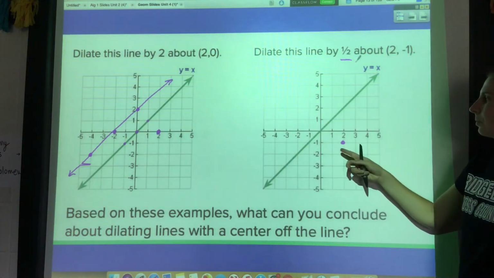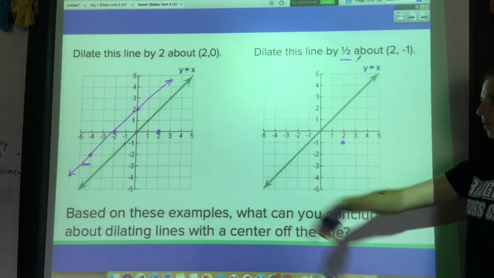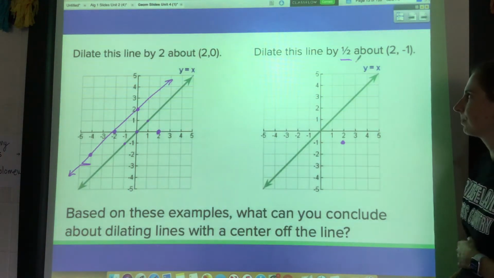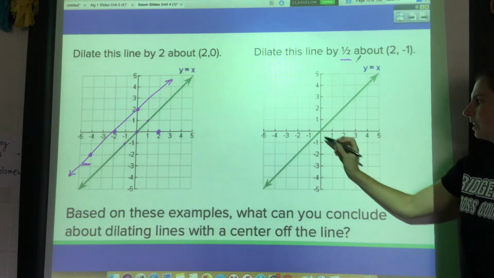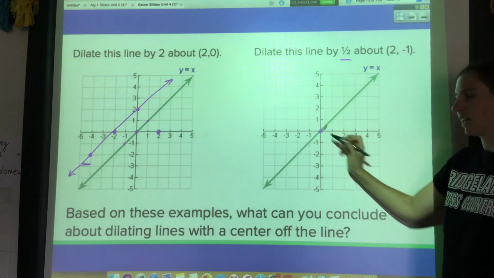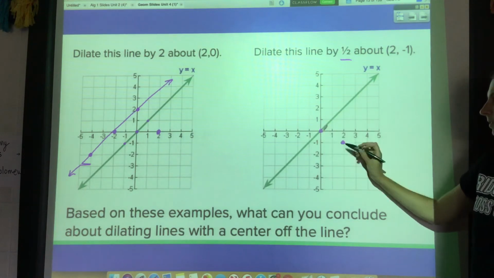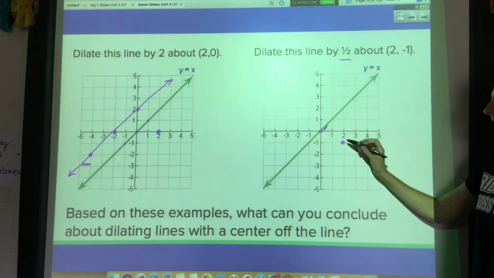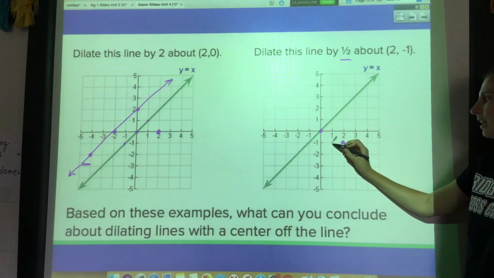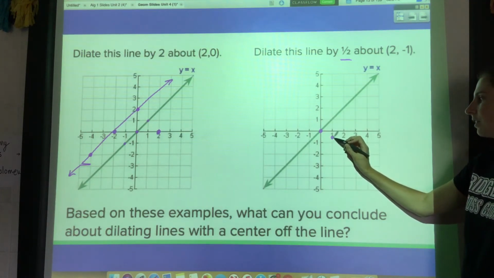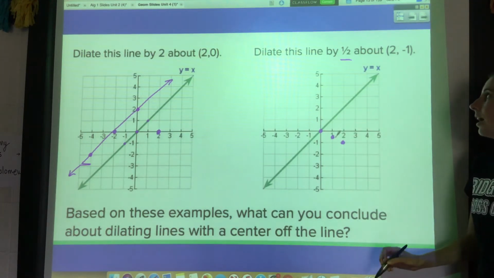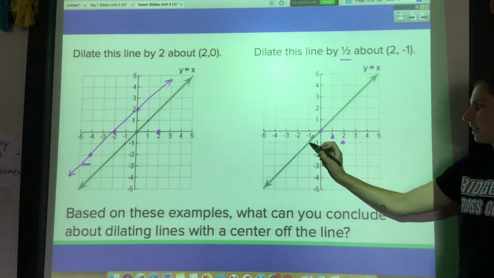But do you think it's going to be the same line, further away, still parallel? I don't know. So let's try it and see. So pick some points on the line, maybe like this one. To get from the center to that point, it was left 2, up 1. Since we're doing half of that, I'll go left 1, up 1/2. And then let's pick another point, like this one.